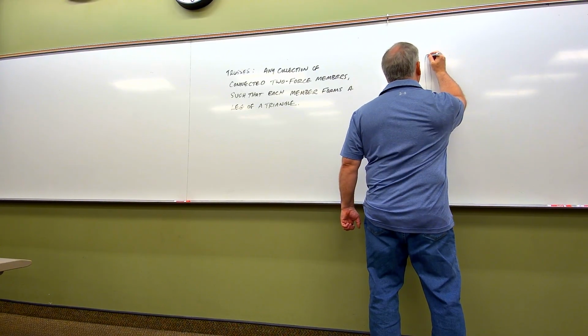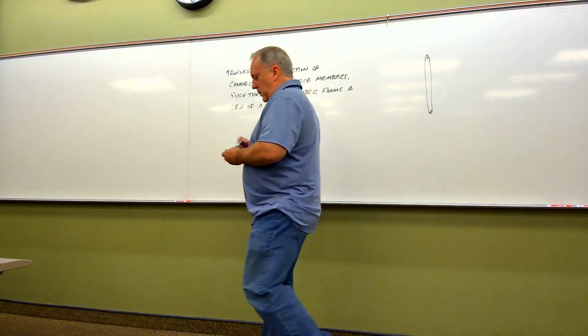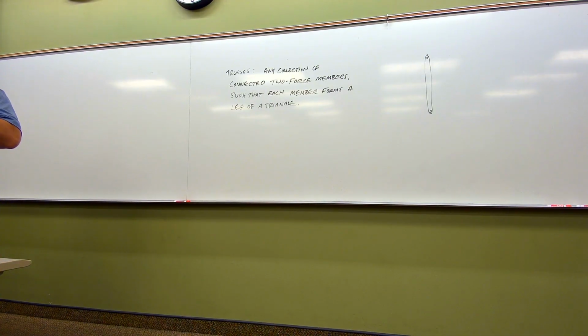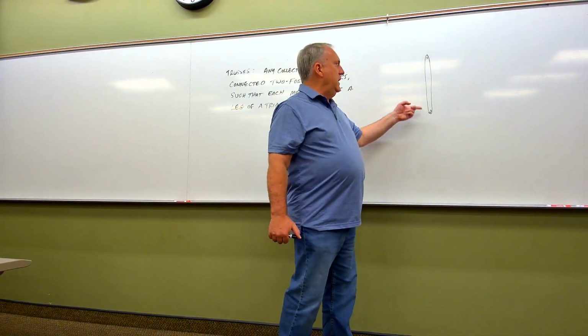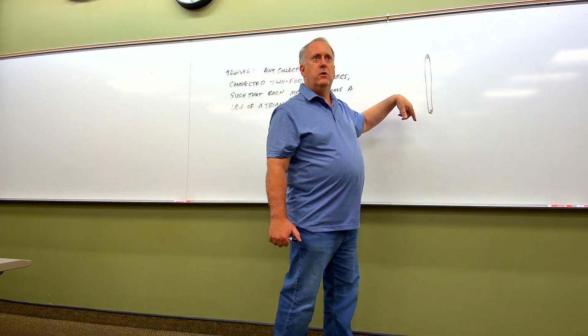Now, let's remember, what exactly is a two-force member, or what constitutes a two-force member? Criteria. Number 1, two-force members can have a grand total of 2 pinholes, no more, no less, and no other supports. No other supports other than 2 pinholes. They can be any shape. We couldn't care less what the shape of this is. All that matters is there's 2 pinholes.